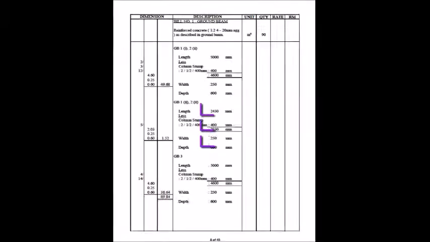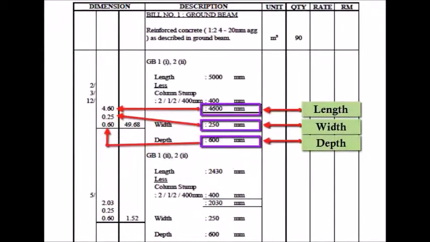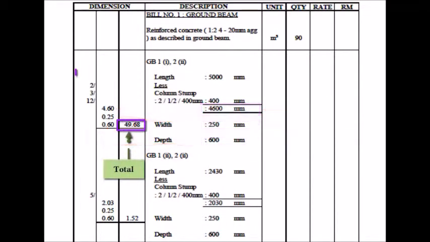Now look at the calculation for reinforced concrete. In the calculation, we need to find the length, width, and also the depth of the ground beam. Then get the number of ground beams and multiply with the length, width, and depth of the ground beam. So we will get the total for the calculation.